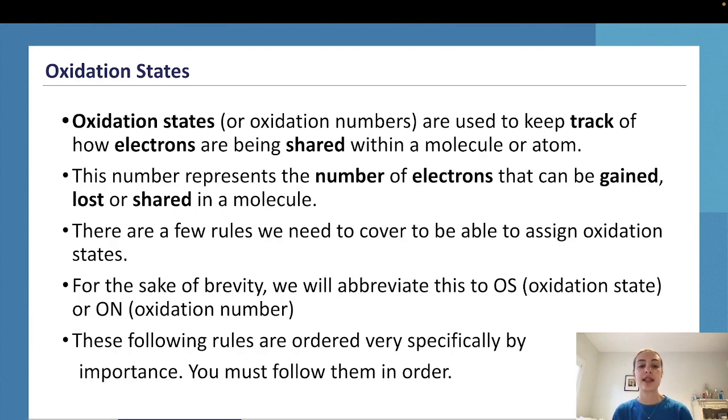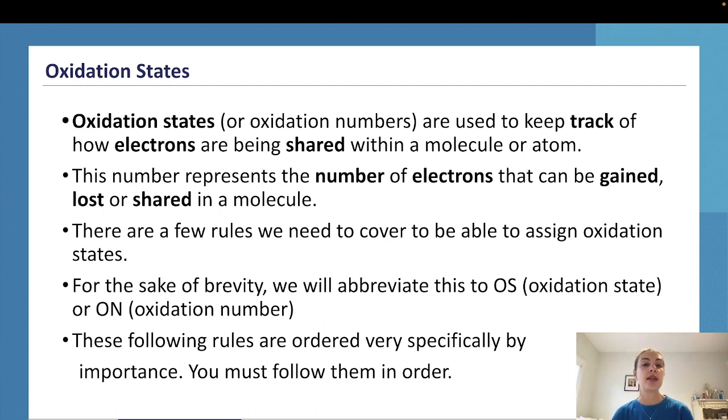So oxidation states, or we can also call them oxidation numbers, are a number which we use to keep track of how electrons are being shared within a molecule or atom. It also helps us to understand how the electrons are being transferred from a molecule or an atom to another molecule or atom. And essentially this number represents the number of electrons that can either be gained, lost, or shared within a molecule.